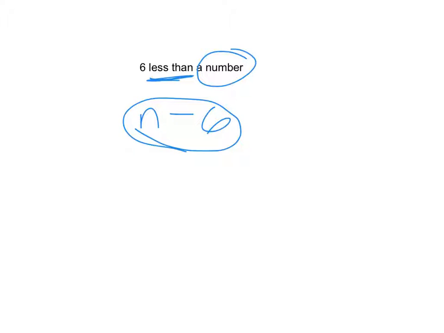Now we have 6 less than a number. Okay, so a number is our variable. We can use anything we want, but for now I'm going to use n. When we have less than, that tells us it's going to be the number minus 6. So if you remember that from the table, less than means the first one is subtracted from the second.